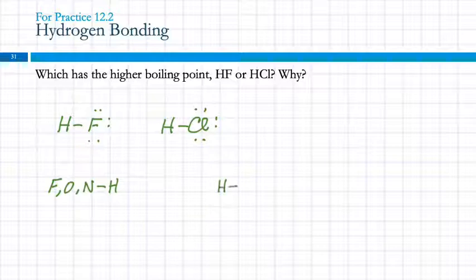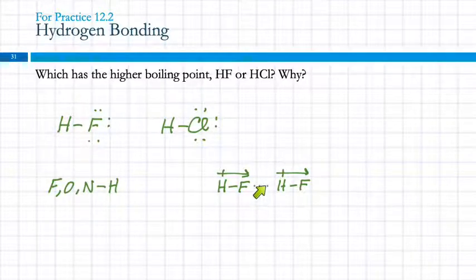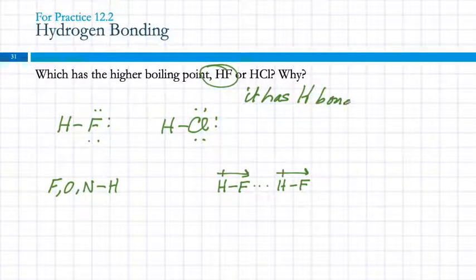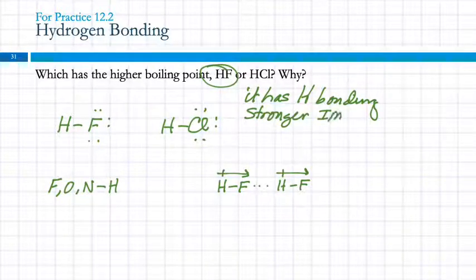So one HF molecule is going to be attracted to a neighboring HF molecule. This is the hydrogen bond. It's a super dipole force because this is an extra polar covalent bond. So higher boiling point, HF. Why? It has hydrogen bonding. Stronger intermolecular forces. Any questions?